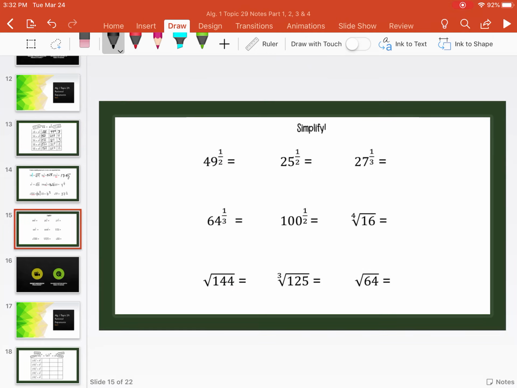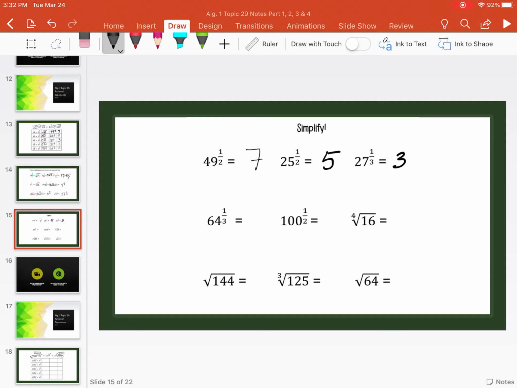Okay, next side, we are simplifying now. Some of these are written in radical form, some of them are written in exponential form. We're going to simplify either way. 49 to the 1/2. Well, that is the same thing as the square root of 49, which is 7. 25 to the 1/2. That's the same thing as the square root of 25, or 5. 27 to the 1/3. That's the same thing as the cube root of 27. So what number times itself again gets you 27?